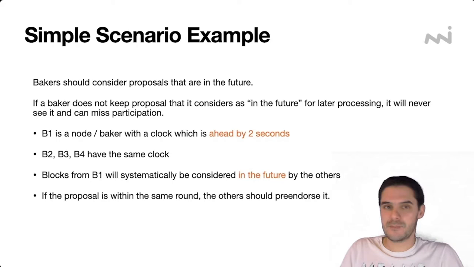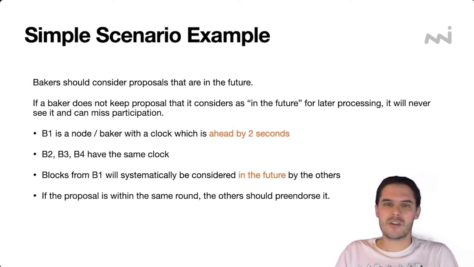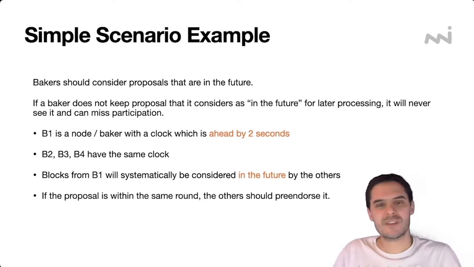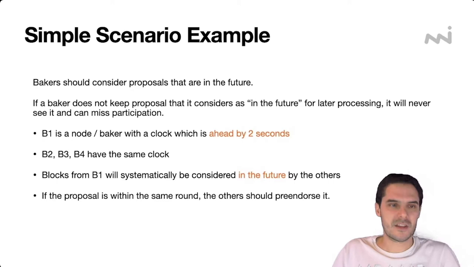So let's say we have B1, which is a node and a baker, with a clock which is ahead by 2 seconds. And B2, B3, B4 have the same clock, which will be the clock of my computer. The blocks from B1 will still systematically be considered in the future by others, because they will always have a timestamp that's in the future when they receive it. And if the proposal is within the same round, the others should pre-endorse it, and that's what Tenderbake does. And we will check that with Mitten.